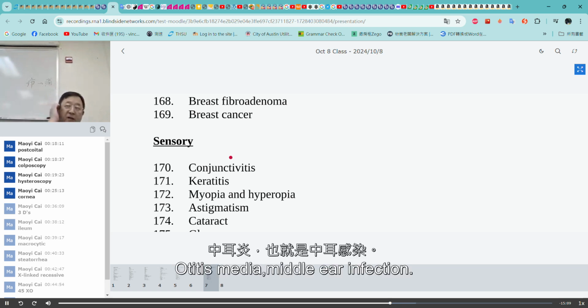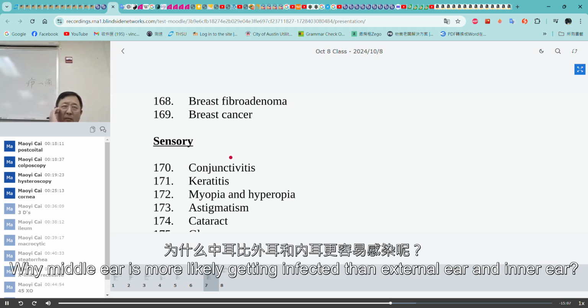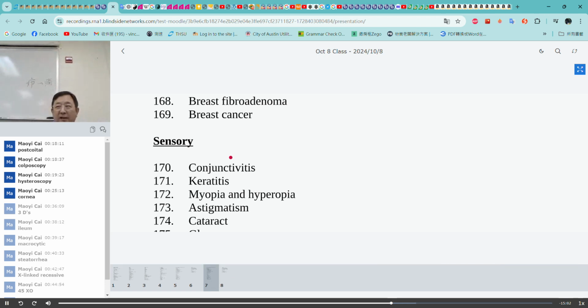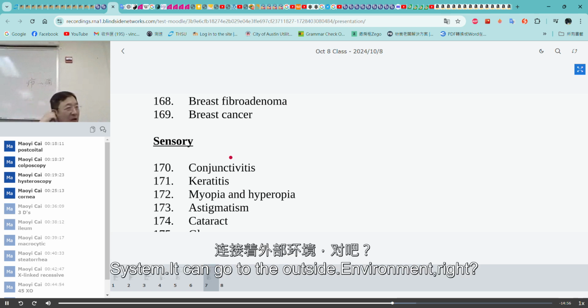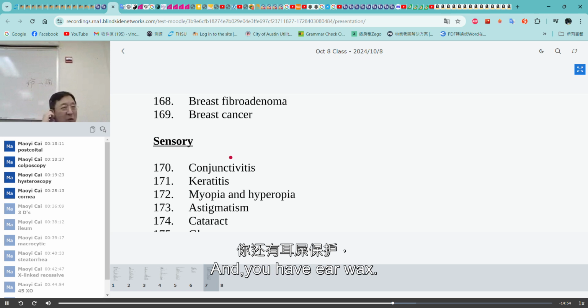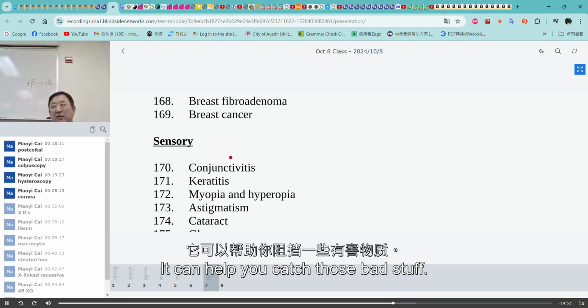Otitis media, middle ear infection. Why is the middle ear more likely to get infected than the external ear and inner ear? Well, the inner ear is a closed system, so nothing can get in easily. And the external ear is an open system. It can go to the outside environment, right? And you have ear wax, which can help you catch those bad things.